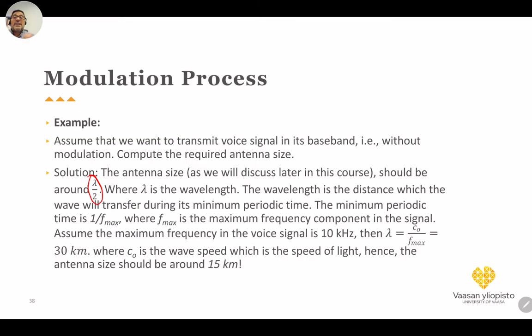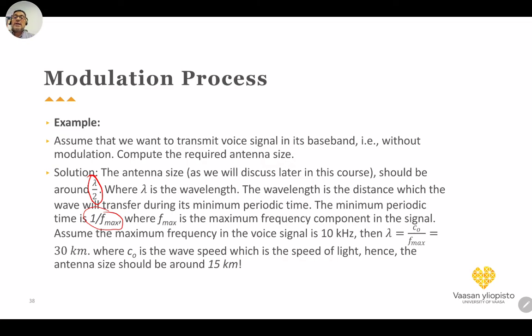Now we use a carrier. The carrier is a sinusoidal signal, because it is a single-tone signal which has only a single frequency with zero bandwidth. So this signal is usually used for modulation. This carrier frequency is usually called the carrier frequency. This is the time T. For any signal, if we know it has a certain frequency, based on that frequency we can compute the wavelength. The wavelength is the distance this signal will move during its periodic time. The minimum periodic time is 1 divided by the maximum frequency in that signal.